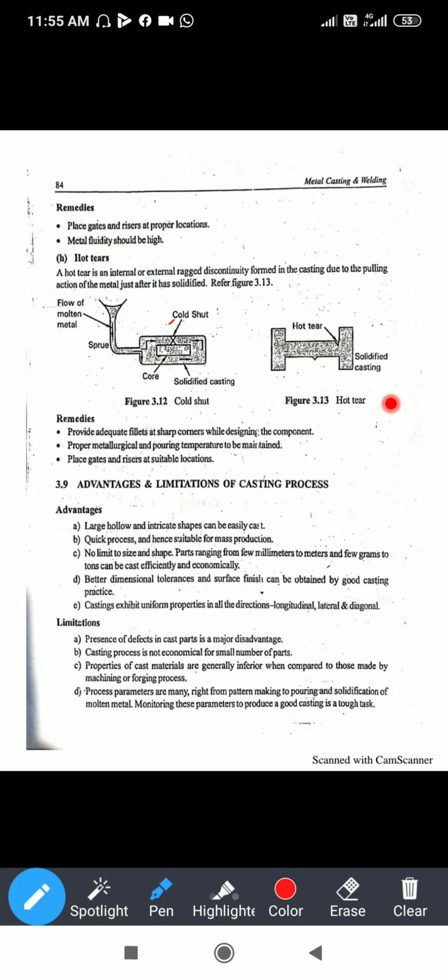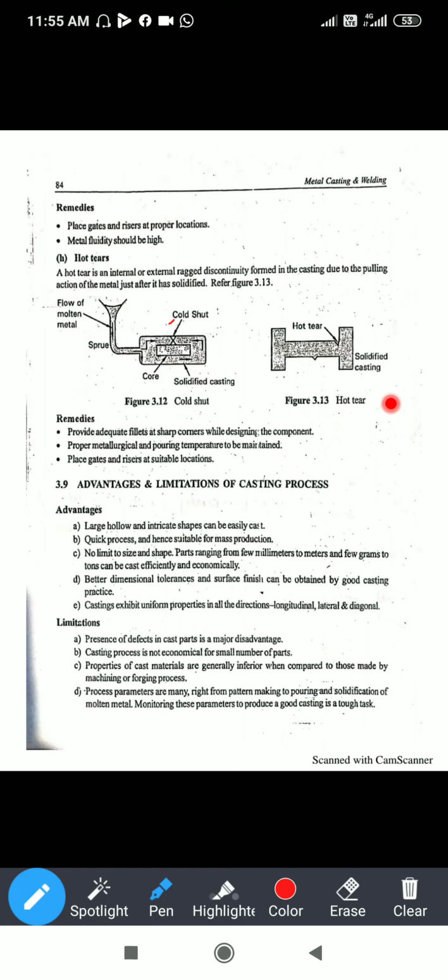Now what are the remedies for these types of defects? Provide adequate fillets at sharper corners while designing the components. Proper metallurgy and pouring temperature are to be maintained. Place gates and risers at suitable locations. These are some of the remedies you have to keep in mind to avoid such types of casting defects. Now let us see the advantages and the limitations of the casting process.